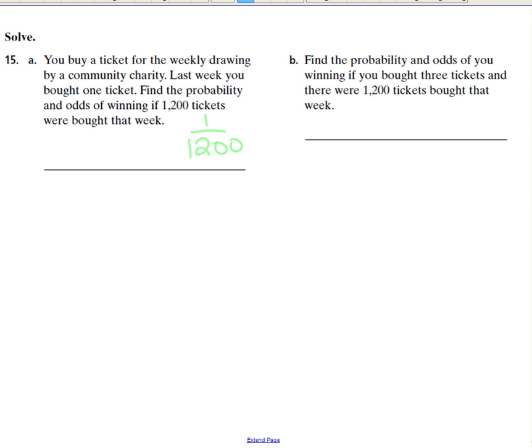If instead of just buying one, you bought three, your odds would improve to 3 out of 1,200. Could we simplify that? Yes. By 3. And that'll give us 1 over 400. So to give you an idea, your odds of winning raffles are usually not good.